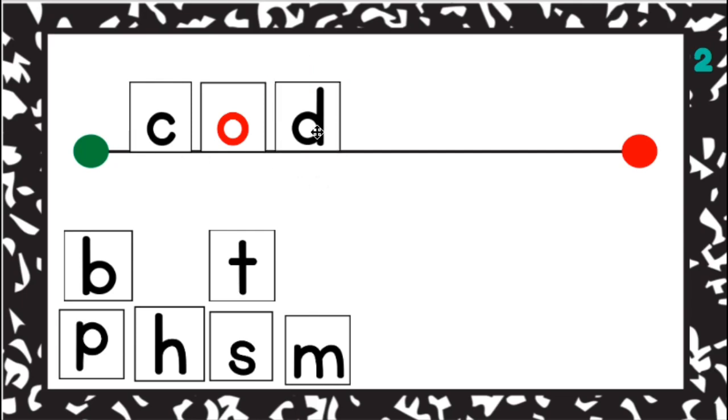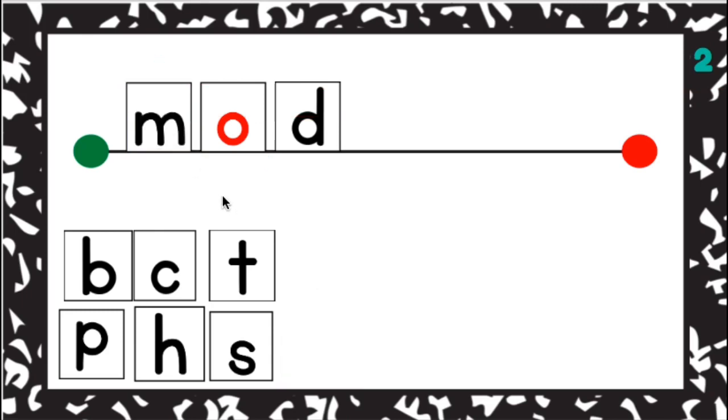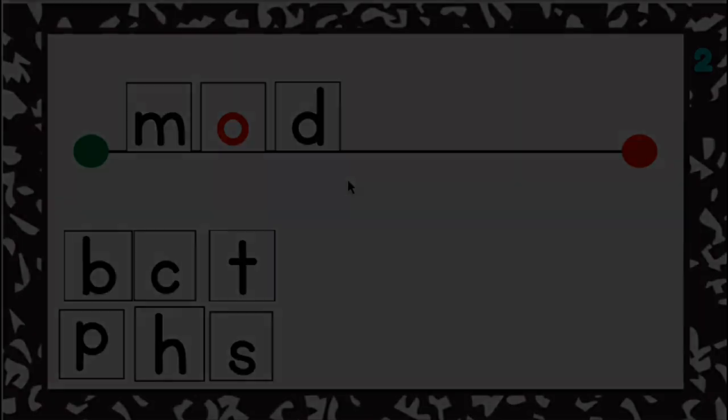Now we're going to change the word cod to the word mod. Mod. M, ah, d, mod. So I need to change the first sound to an m. Which letter makes the m sound? Here it is. M makes the m sound. M, ah, d, mod. Please write down mod on your paper.